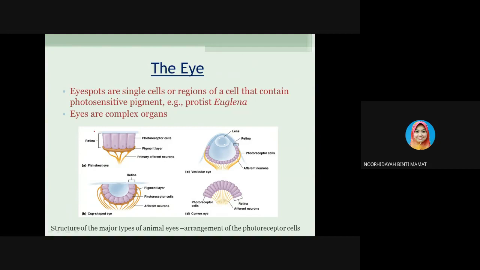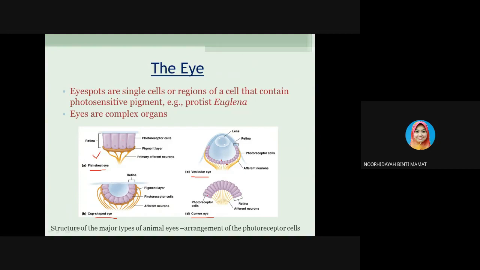So this is the structure. The eyes are very complex organs. This is the structure of the major types of animal eyes. The difference between each structure: we have the flat eye sheet, the vesicular eye, the cup-shaped eye, and also convex eyes. It is actually based on the arrangement of the photoreceptor cells.